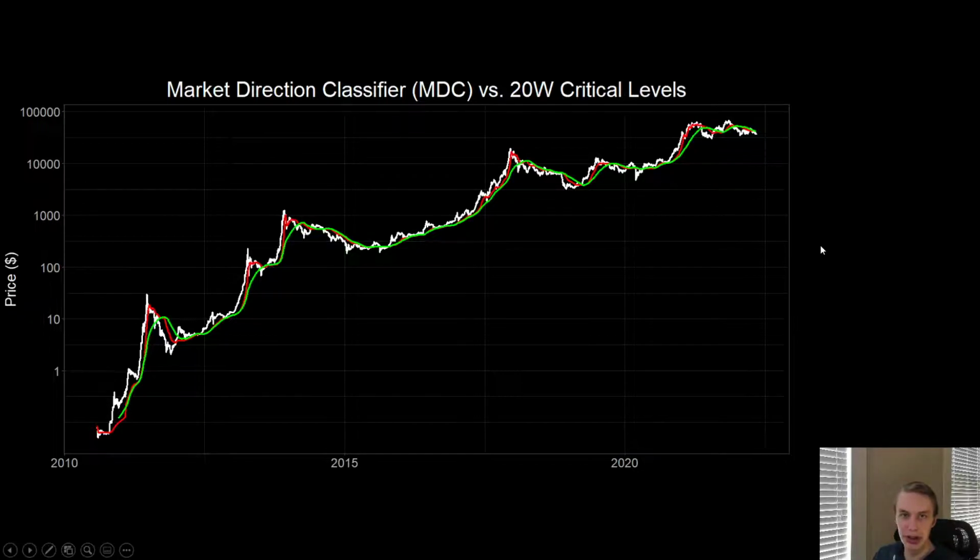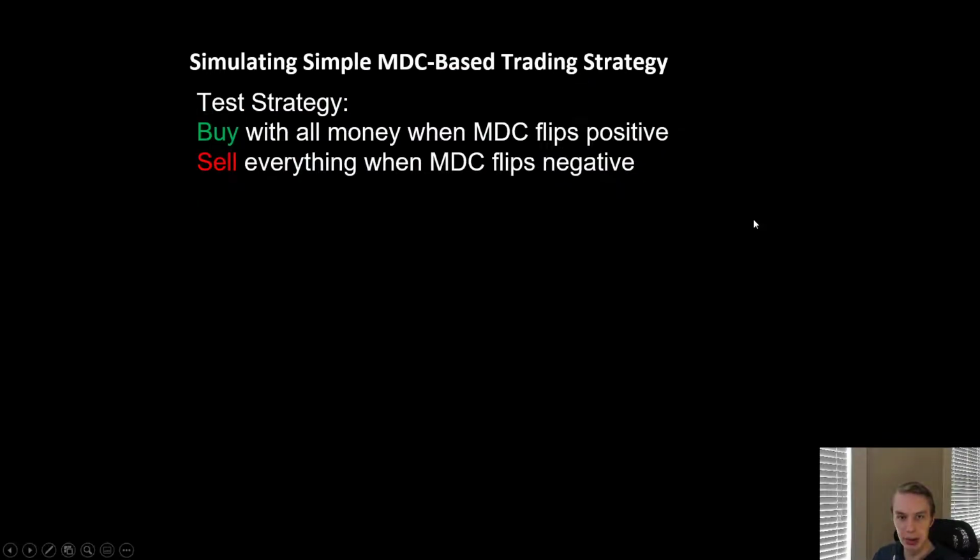So that's all well and good to say and to look at, but let's do some actual backtesting to see how these two things play out against each other. What I'm going to do first is show you some backtests against just a buy and hold strategy.